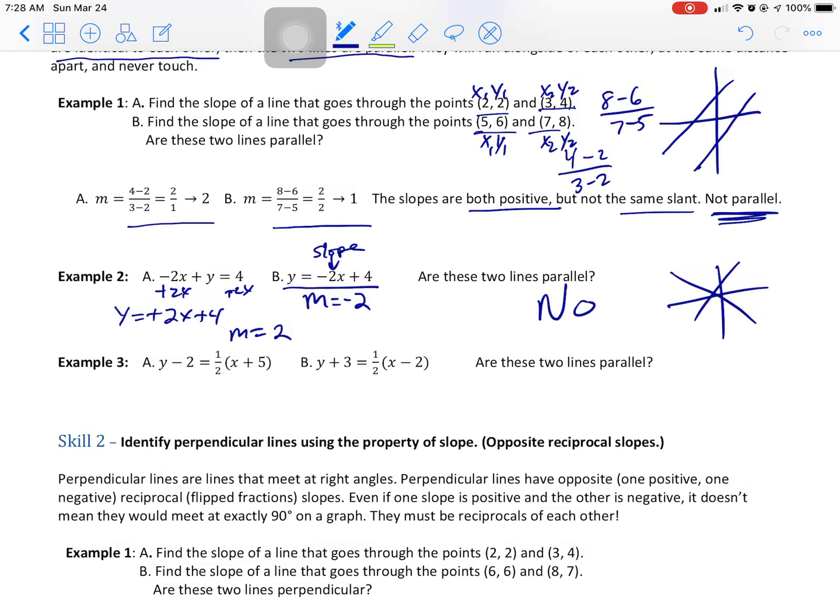All right. Do you recognize these? What form is this right here? These are in point-slope form. Okay. So if they're in point-slope form, that's your slope. That's your slope. So yes, these two lines are parallel. Okay?